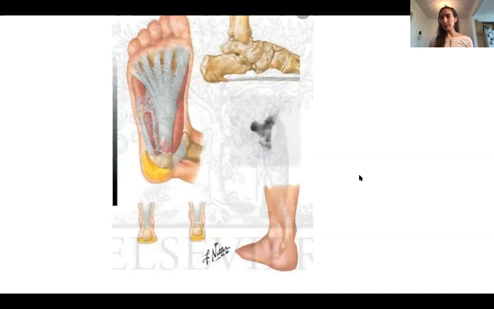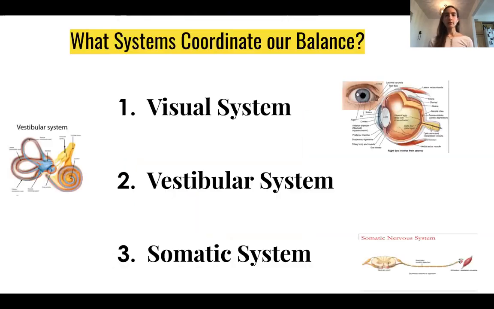So today we're speaking more about ankle stability and balance. So I thought we would first chat about what systems coordinate our balance. There are three main systems that coordinate our balance: the visual system, the vestibular system, and the somatic system. I'm not going to go into as much detail today about the visual system and the vestibular system. I will go into more detail in the upcoming weeks of Healthy at Home. I will have a fall prevention lecture that I will be putting up for people to sign up for.